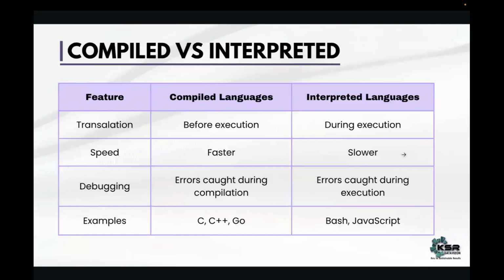Let's see now compiled versus interpreted. What we have seen is that we classified languages based on high versus low. Low level languages are assembly and machine code. High level languages are Java, C++, Python, all this. Now we are classifying languages based on compilation, so whether a language is a compiled language or an interpreted language.